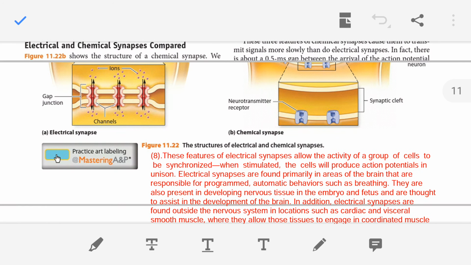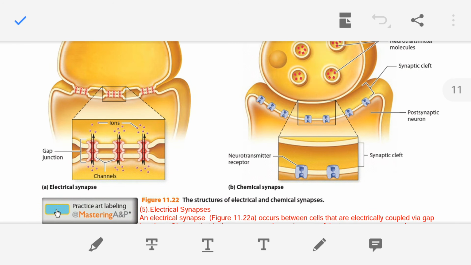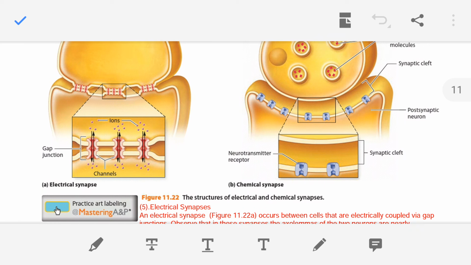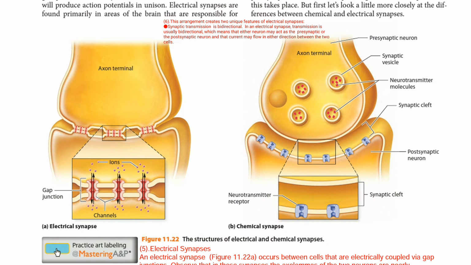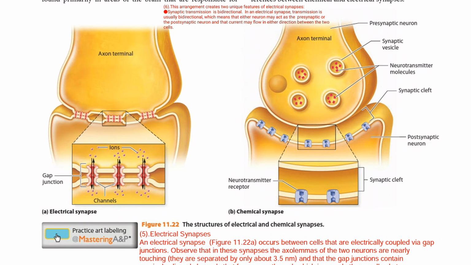Now we are moving forward. So with this we have completed the discussion regarding the electrical synapse. Now this is the figure: on the left-hand side you can see the electrical synapse, and on the right-hand side the chemical synapse is shown.